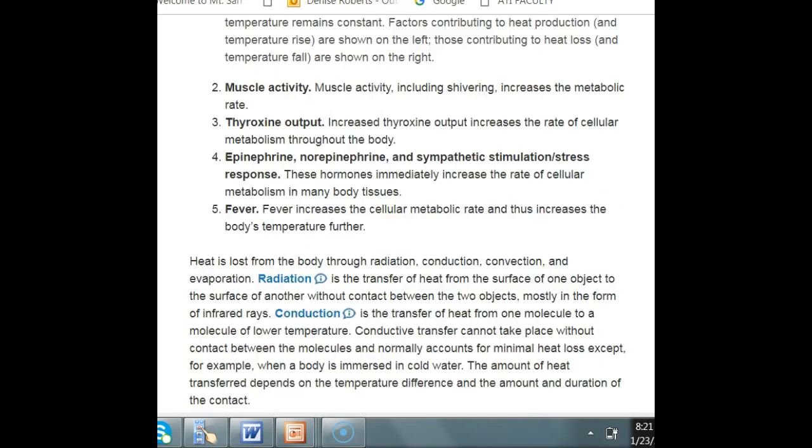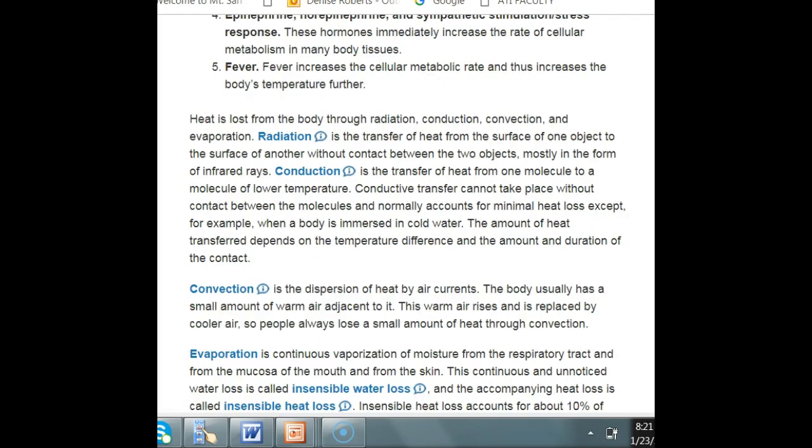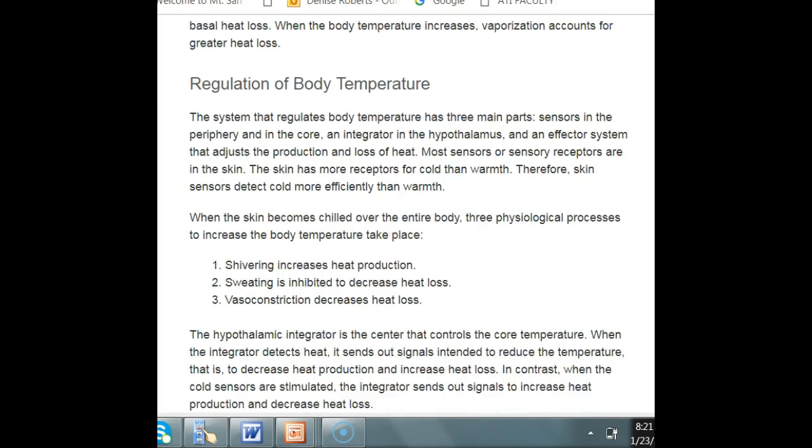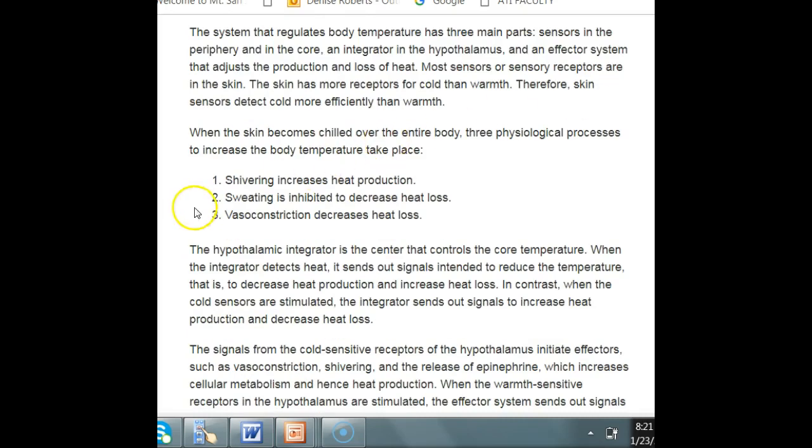Now, when we slide down as we talk more about temperature, I'd like for you to look at radiation and conduction and convection, like I said earlier. But as you slide down your pages, look right here in this area on your page. Shivering increases heat production. Sweating is inhibited to decrease the heat production. Oh, I feel hot. Your body is trying to cool you off. Vasoconstriction decreases heat production. Now look right here. That old little hypothalamus is right there again. What does it do? It controls the core temperature.